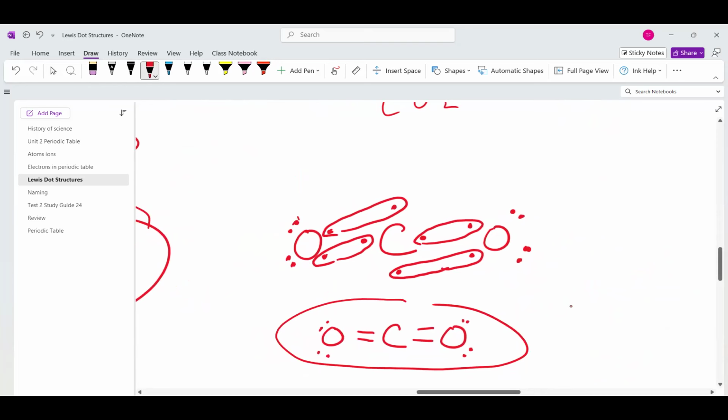So that's the electron dot structure or Lewis dot structure for carbon dioxide. Okay, how are you guys doing? Is this making sense?